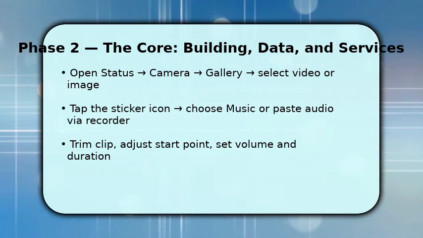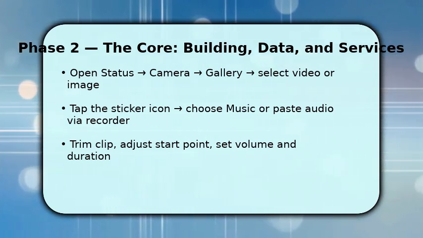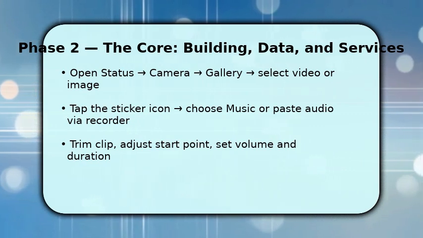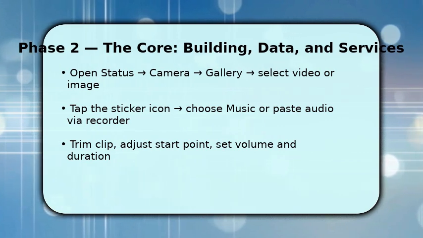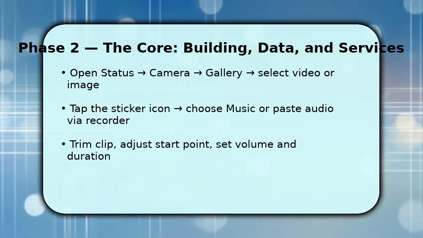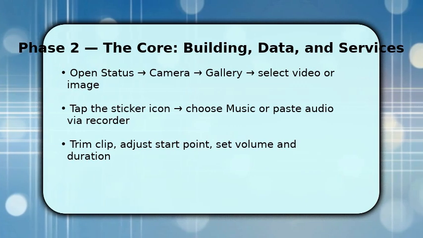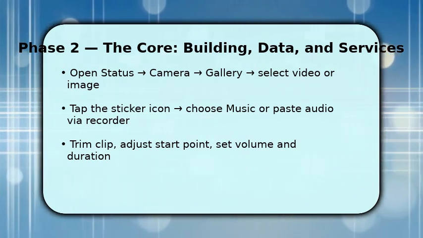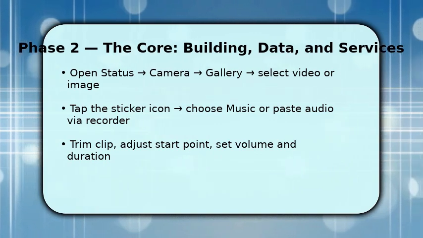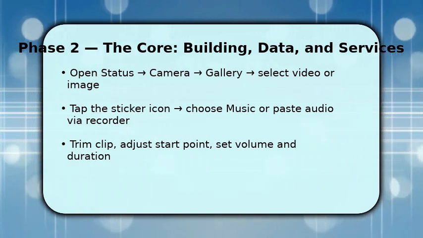Otherwise, record a short video while playing the song externally, or use WhatsApp's voice note then convert. Tap the sticker icon, choose the music sticker if available, or add a recorded clip from the gallery, then drag to position. Make sure to trim the start and duration so the highlight plays where you want it. Also adjust volume levels to keep voice and music balanced.